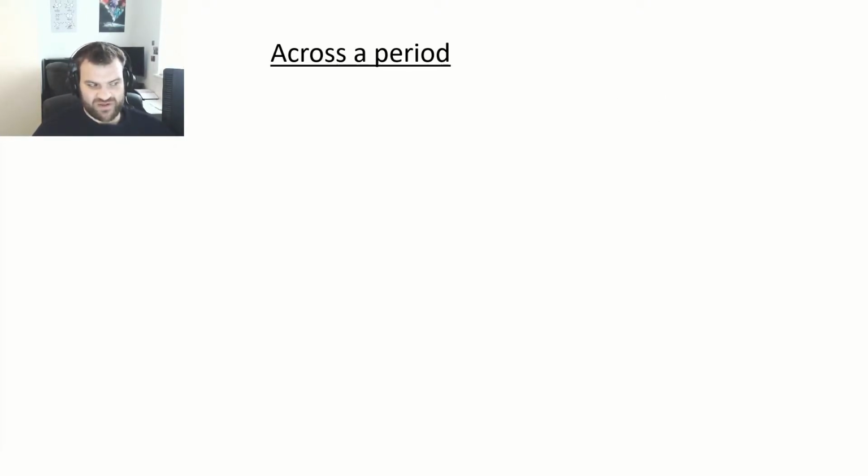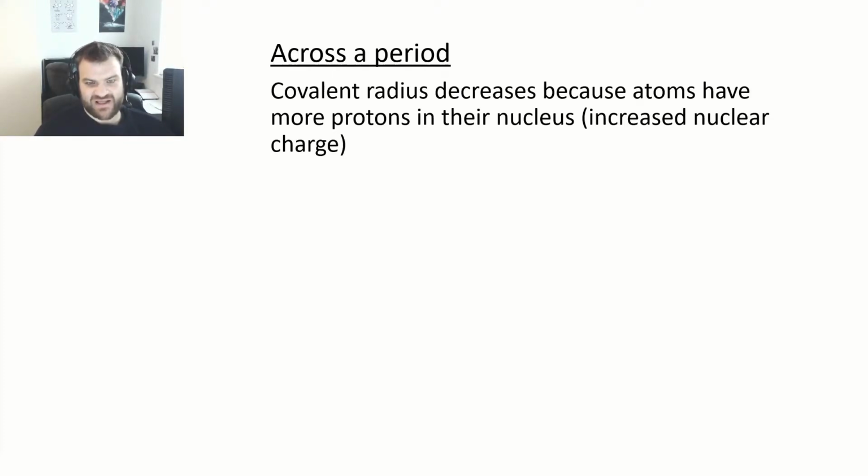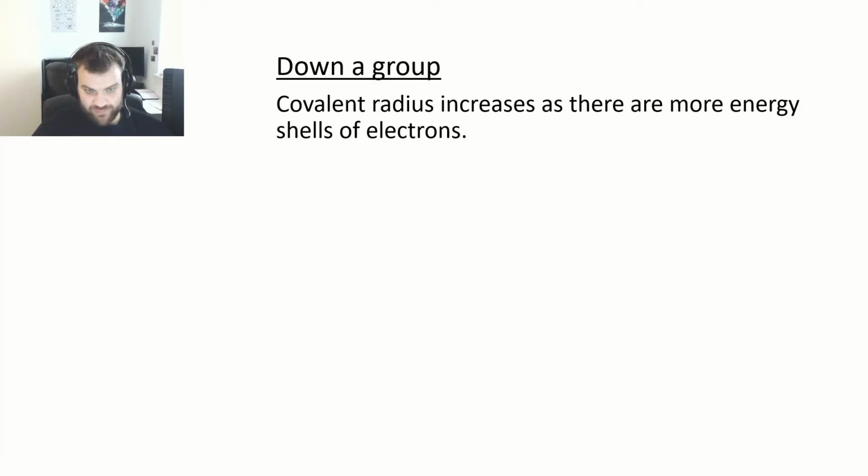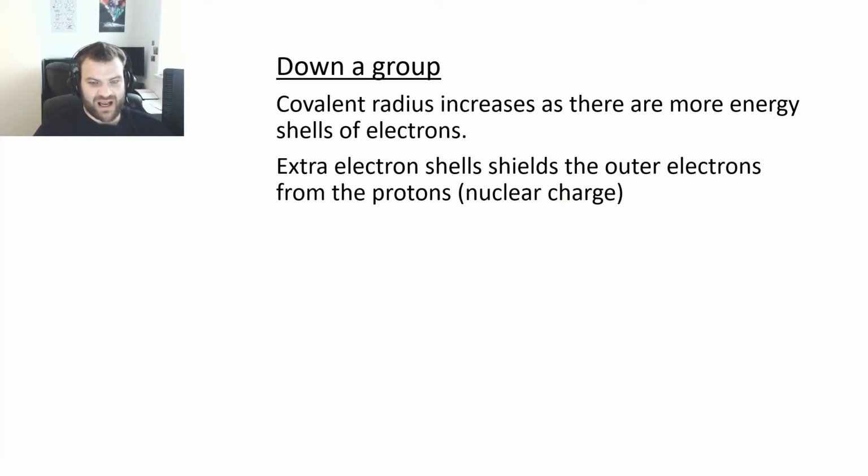If you start going across the period, the covalent radius decreases because atoms have more protons in their nucleus. This increased nuclear charge exerts a greater force on the electron shells and pulls them closer to the nucleus. As we go down a group, the radius is going to increase because there's more energy shells of electrons. These extra electron shells shield the outer electrons from the protons, and this allows the electrons to be further from the nucleus.